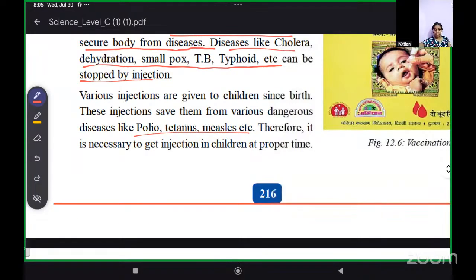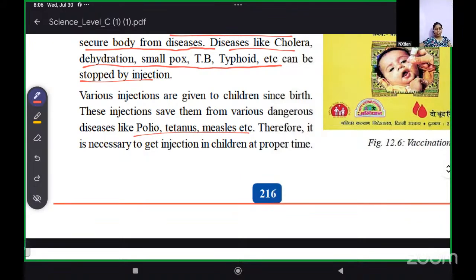Dengue has no specific injection, and malaria also is not treated with a single injection. It's treated in various ways, but there are some injections for prevention of dengue, such as Dengvaxia.